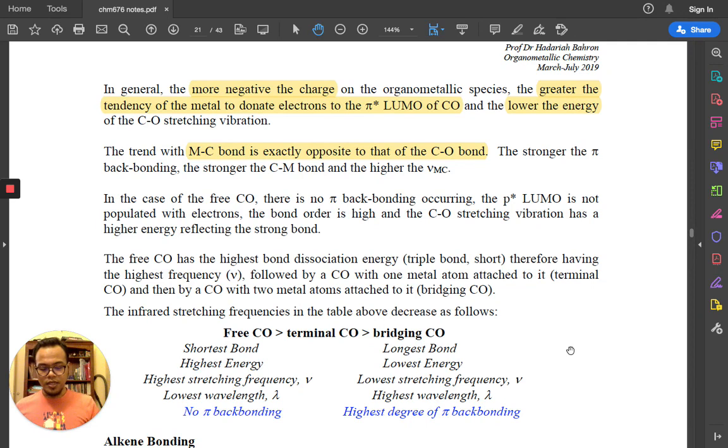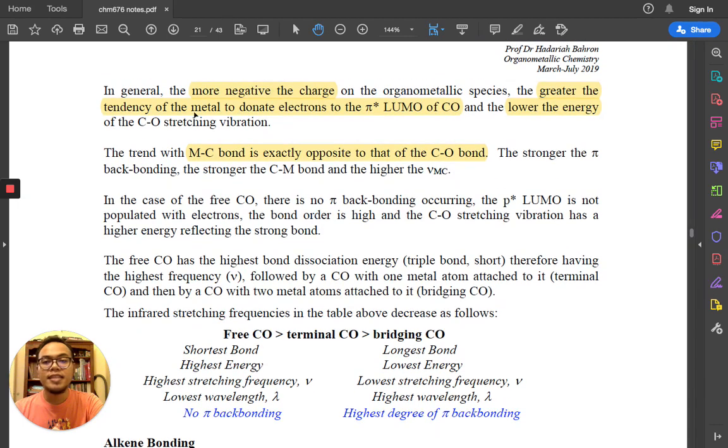So in general, we can say the more negative the charge on the organometallic species, the greater the tendency for the metal to be donating back the electrons. Because your metal is electropositive by nature, it cannot be having too much electrons. So the coping mechanism is by having the electrons populated in the metal orbitals donated back to your carbonyl, which is in the pi antibonding LUMO of your carbonyl.